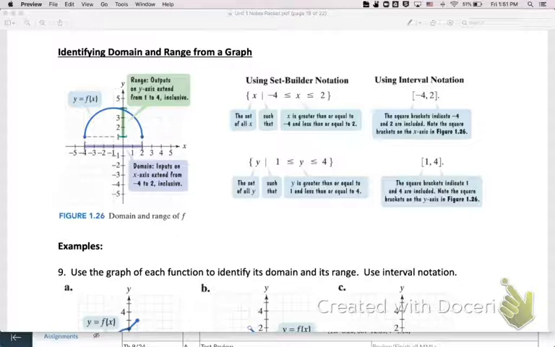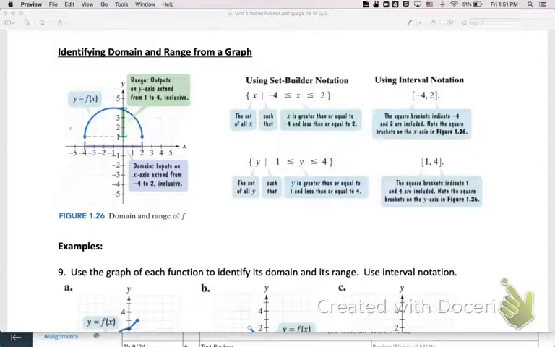So if we look at this graph, remember that the domain is all the possible x values. If we were to imagine taking our pencil and sliding it across the graph, everywhere that your pencil might touch the graph covers the domain of our function. So that's kind of a nice tool sometimes.